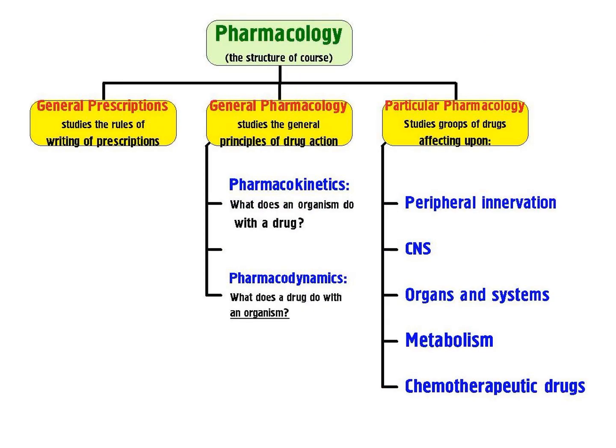So, the course of pharmacology consists of three main units, which are general prescriptions, that studies the main principles and rules of prescribing different dosage forms. The second unit is about general pharmacology, which is the topic of this video. This branch of pharmacology studies the general principles of drug-body interaction and consists of two parts, pharmacokinetics and pharmacodynamics.